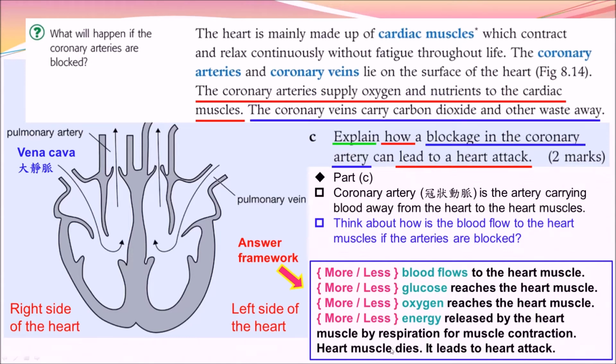Most of you may skip these 4 statements and then simply say that if the coronary artery is blocked, the heart muscle will die, and then it leads to a heart attack. So you miss the key point, why the heart muscle will die. You need to explain, and that's the explanation. So pick the correct word, more or less, in every sentence and then construct the whole answer for me. That's this part C.